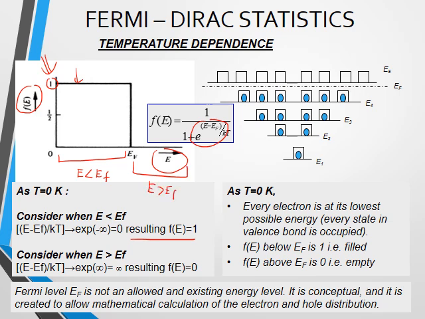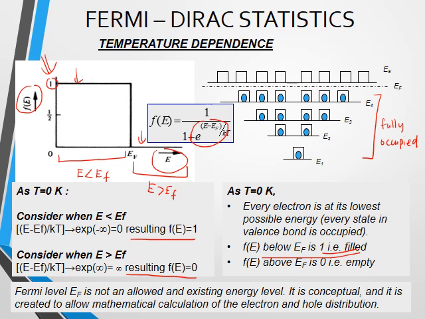To loosely imagine what is happening at 0 Kelvin, when the probability Fe is 1, this means that it is 100% sure that below Ef, electrons exist at the given states. This is because at T equals 0 Kelvin, we know that the electrons are all frozen due to having no energy to move. Thus, all the states at the low energy are filled and the valence band is fully occupied.